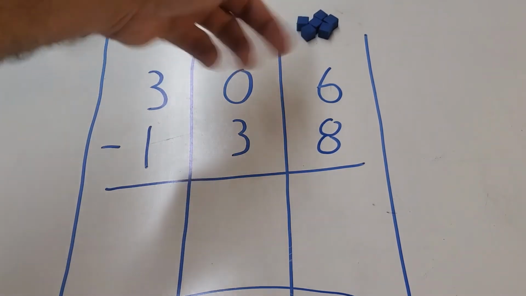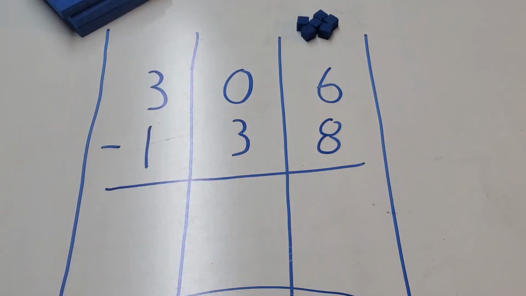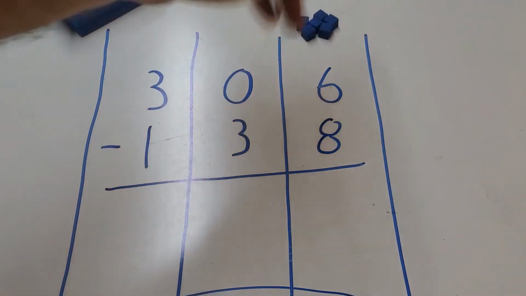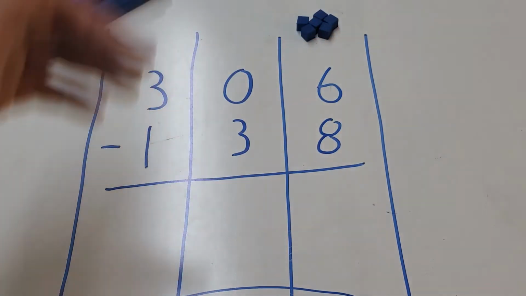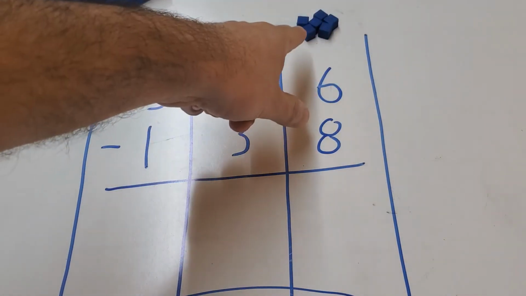Well, I don't have 8 to take. Does that mean that this is impossible? No, it's not impossible. It just means we have to do some rearranging. Obviously, 306 is greater than 138, so I know we can do this subtraction. We just have to do some rearranging. So, we don't have enough.